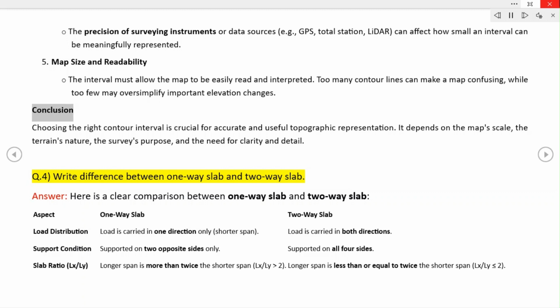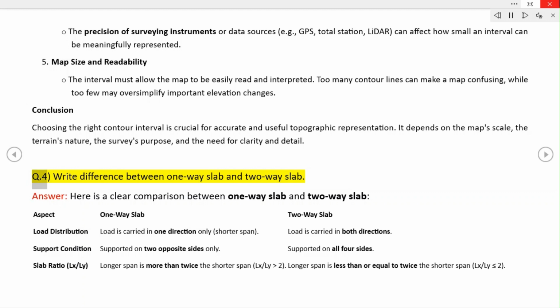Conclusion. Choosing the right contour interval is crucial for accurate and useful topographic representation. It depends on the map's scale, the terrain's nature, the survey's purpose, and the need for clarity and detail.